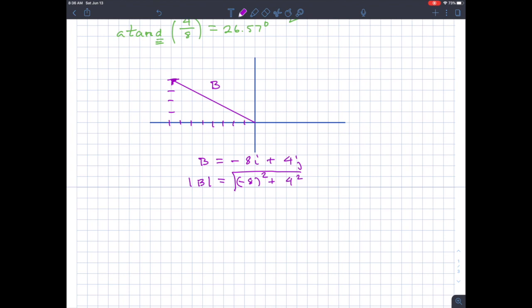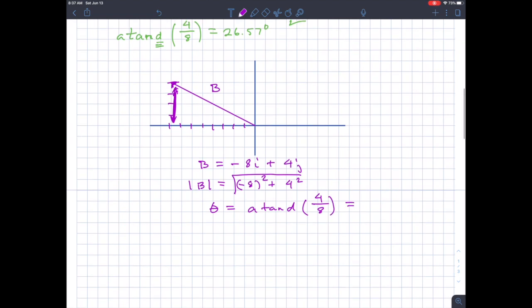I think a lot of us would say theta is going to be the arctan, and I can use that in degrees, of the vertical height divided by the horizontal length, so 4 divided by 8. And I would get the same answer, 26.57. That would be this angle.